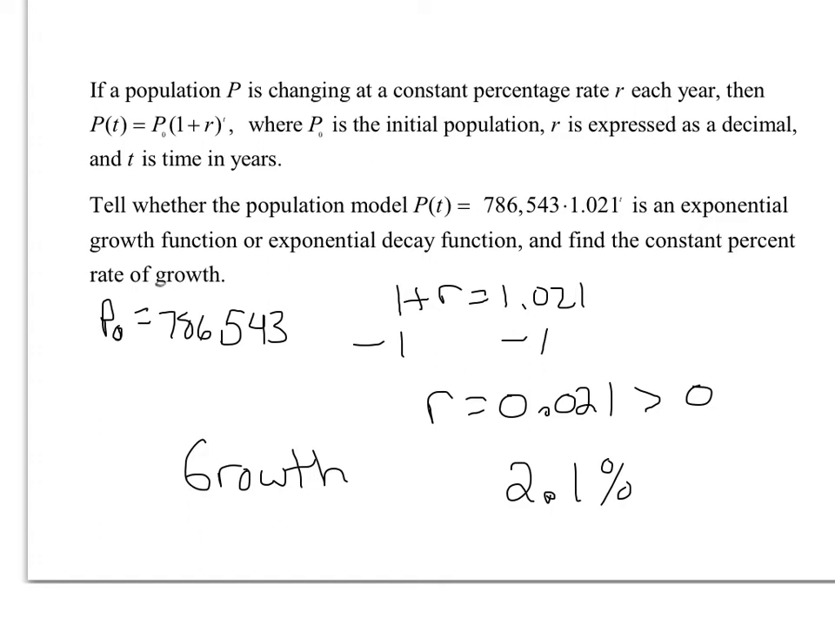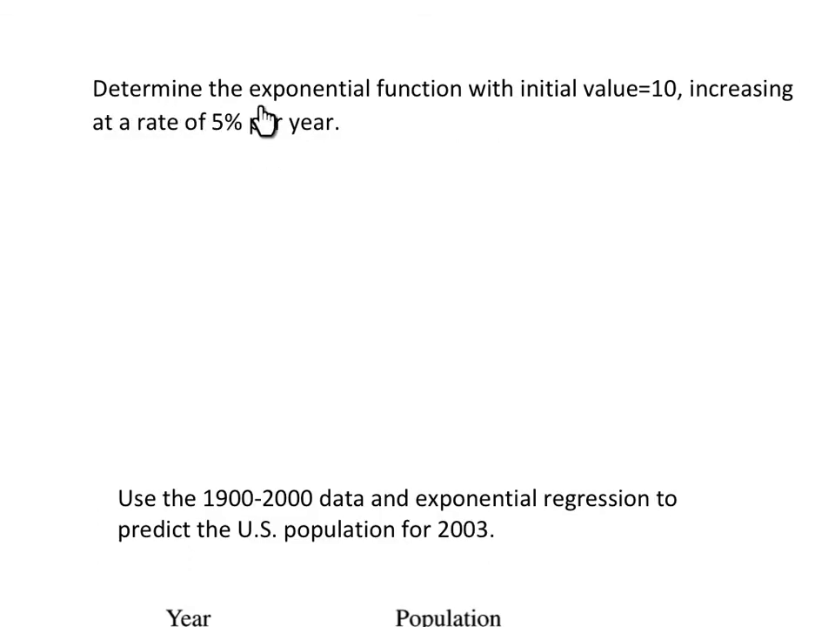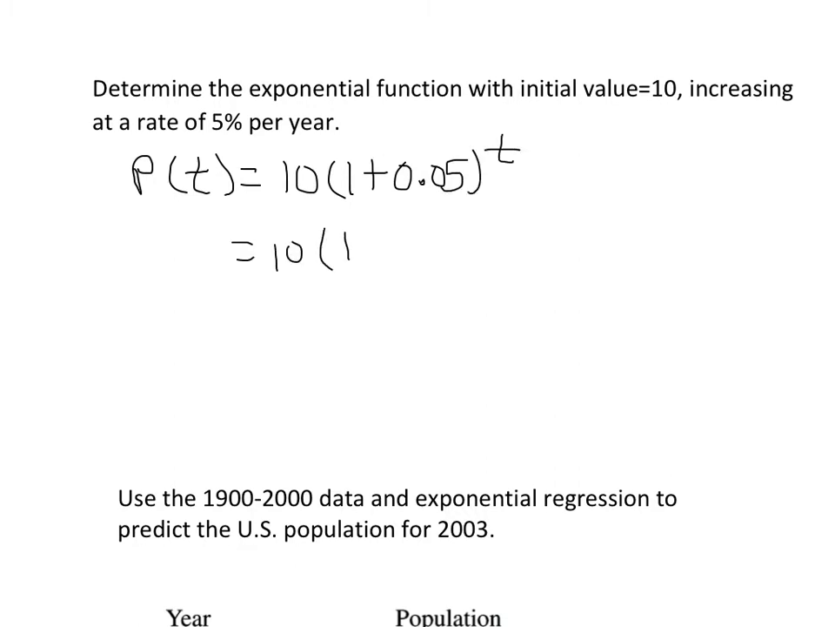Okay, so let's take a look at some more. It says determine the exponential function with initial value 10, increasing at a rate of 5% per year. Okay, so we know it's growth, so we have P of T equals, what's the initial? 10, 1 plus 0.05 to the T. So that's 10 times 1.05 to the T. If that would have said decreasing, you would have done 1 minus that.